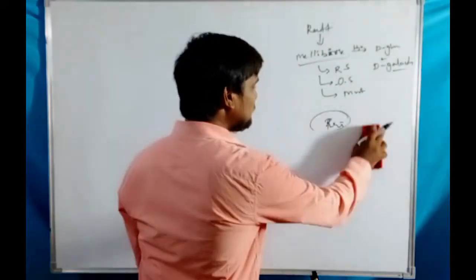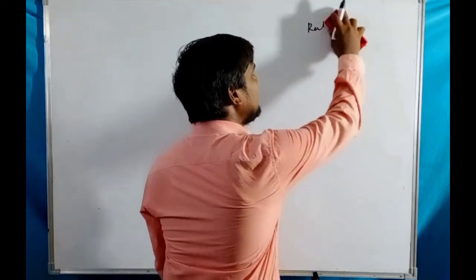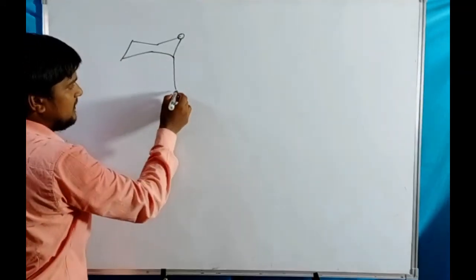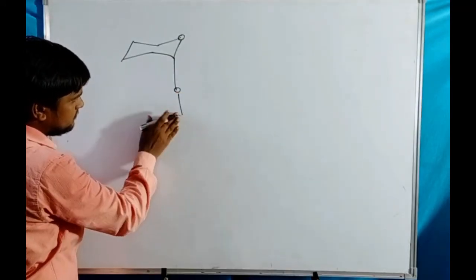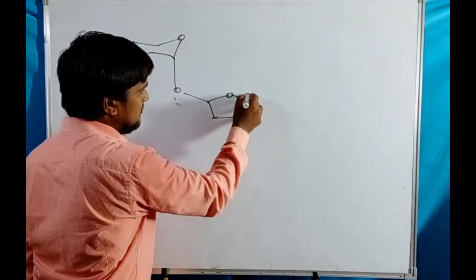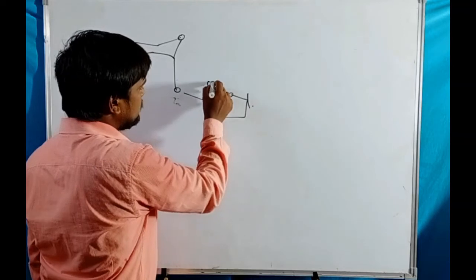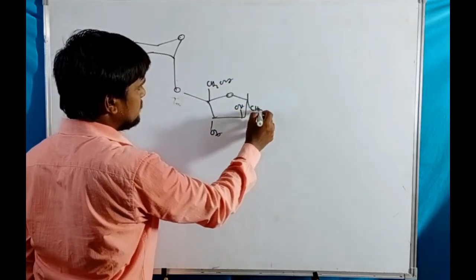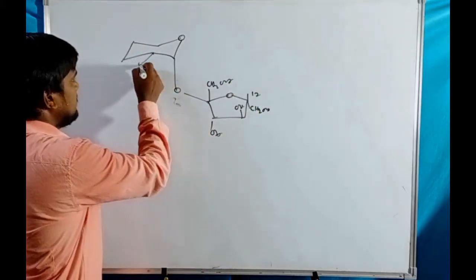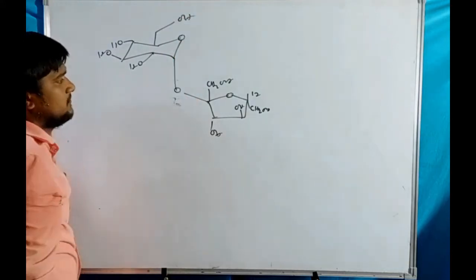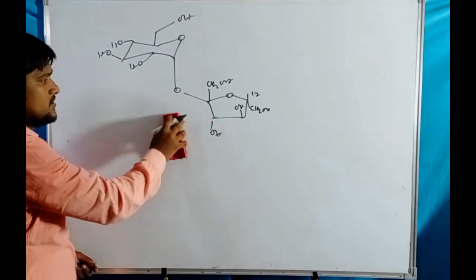Now non-reducing sugars can undergo the HIO4 reaction. What will happen? Now we know the structure of sucrose. Here it is the structure of sucrose. Whatever the structure, it doesn't matter. Here it is the CH2OH, and here it is the OH, CH2OH. This is the structure of sucrose.